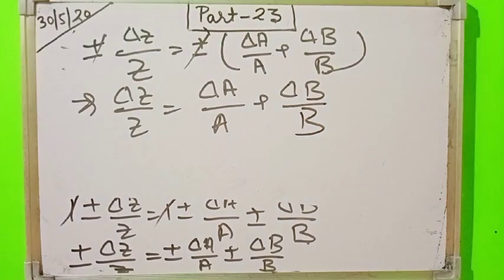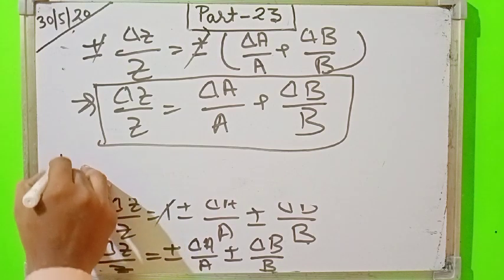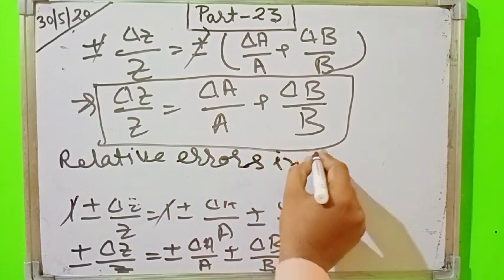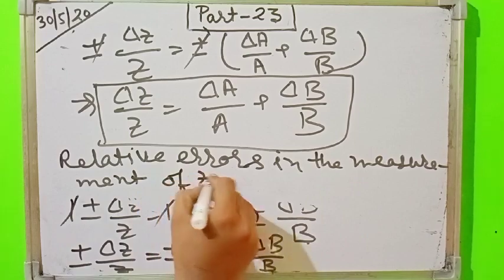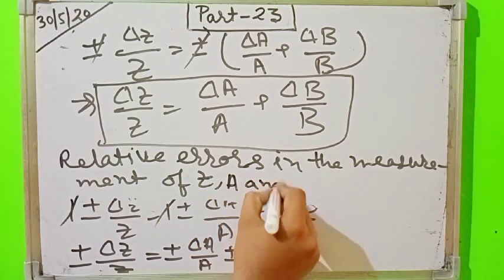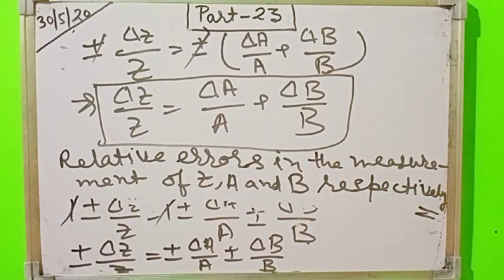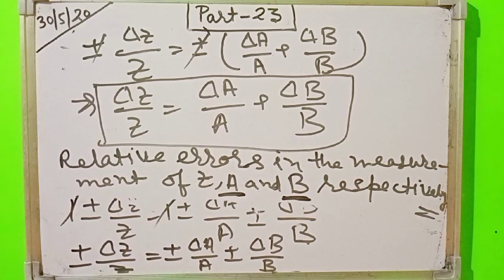So what we obtained here in case of product is that the relative error in the product is the sum of the relative errors in the measured physical quantities A and B. Means the relative error in the product is the sum of the relative error in the measured quantities A and B, delta A upon A plus delta B upon B.